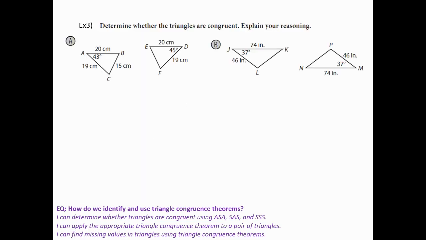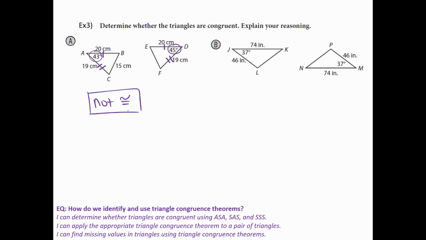All right, so we're going to determine whether the triangles are congruent and explain our reasoning. So here we go. Looking at this one, I'm looking for either angle, side, angle, or side, angle, side. Here I see matchy, matchy sides, 20 and 20, 19 and 19. But then if I look at the angle between the sides, I have 43 and 45. So with those being different, this will not work. These cannot be congruent triangles. So these are not congruent.